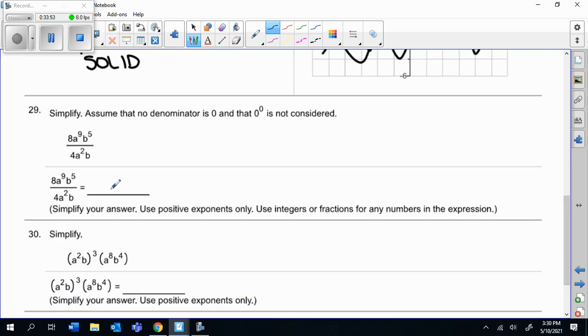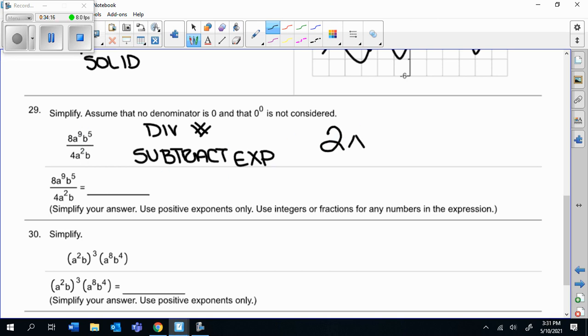29 goes back to chapter 4, and again, just practicing those exponent rules. So divide the numbers, subtract the exponents. So 4 goes into 8 2 times. 9 subtract 2 is a to the 7th. B to the 1st and b to the 5th subtract b to the 4th.